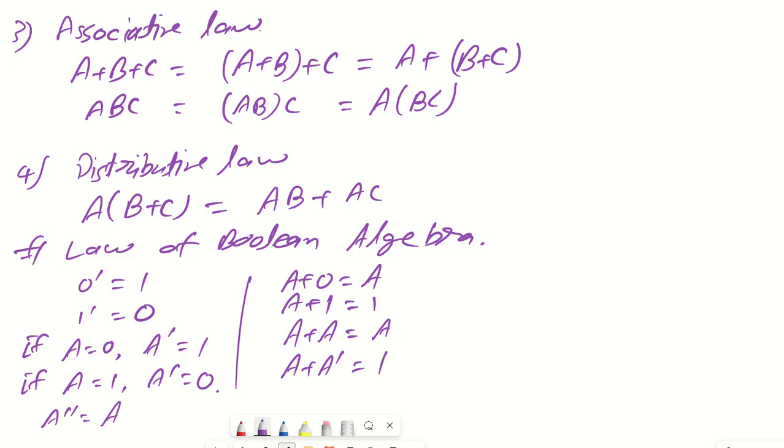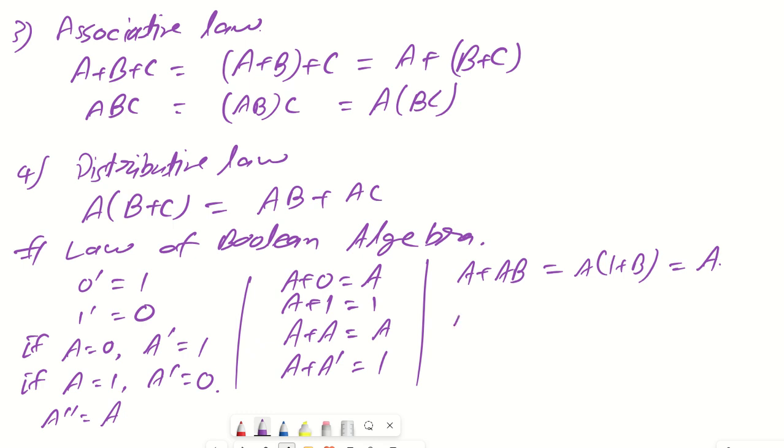Either a can be 0, then a prime will become 1. So this is how you will have a plus a prime as 1. Now one very important result is a plus ab. So a plus ab is nothing but, can I take a as common? So it is going to be 1 plus b, right? And 1 plus b is 1, so it is going to give you a. Understood? So if you add a plus ab, you are going to get the result as a.